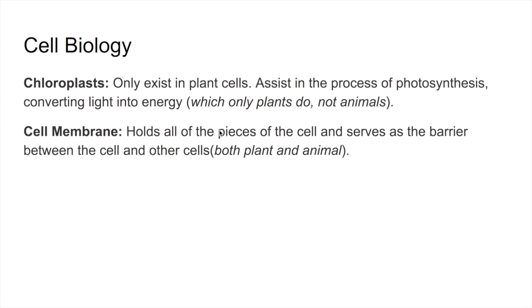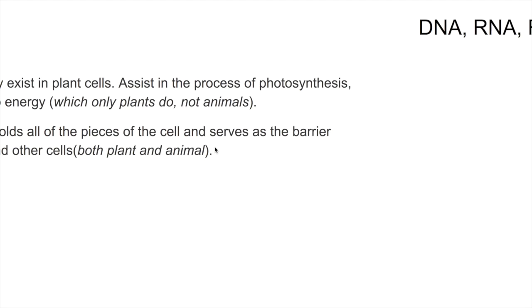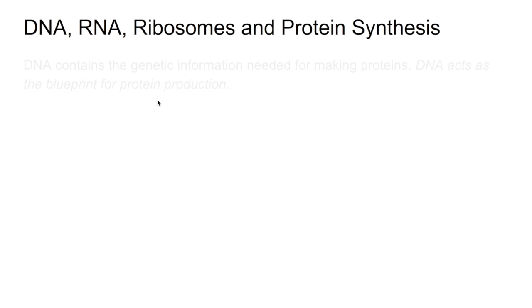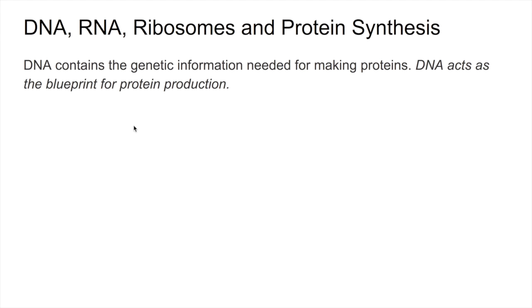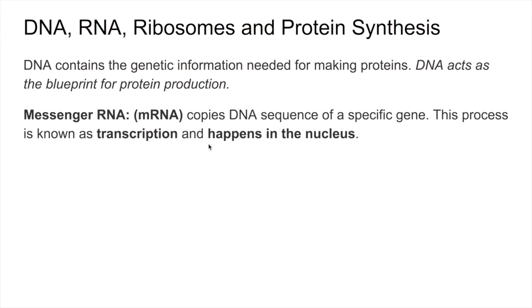And then cell membrane, they hold all the pieces of the cell and they serve as the barrier between the cell and other cells. That's both plant and animal. DNA, RNA, ribosomes, and protein synthesis. So DNA has all the genetic information, which is needed for making the proteins. It's basically the blueprint that the protein production copies.